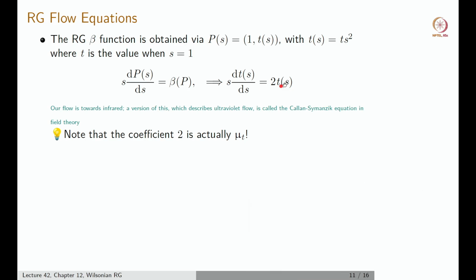Okay, what is this 2? You see that 2 is just this, the square 2 here. So that is when you do S d by dS, you will see that that 2 will just come down. And you see this 2 here sitting in front of this is actually mu_t.